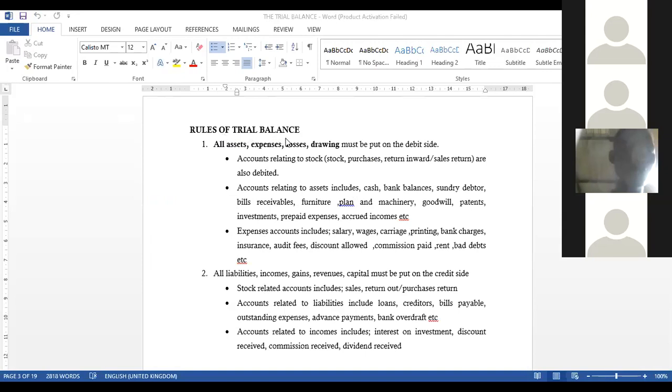The rules of a trial balance. These things are written here. All assets, expenses, losses, drawings must be put on the debit side of a trial balance. And I've included here anything relating to stock purchases, return inwards or sales return are debited. And this other one, return out, should be on credit.